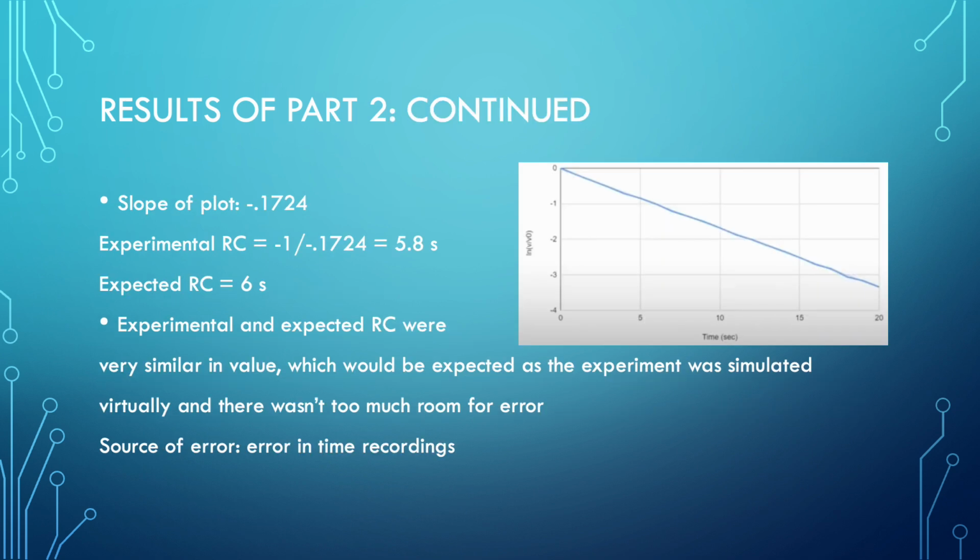Next, I plotted my findings as shown to the right, and I found that my experimental RC was 5.8 seconds, while the expected RC was 6 seconds, and both these values were pretty similar, which should be expected because the experiment was simulated and there wasn't too much room for error. However, the only notable source of error here was an error in time recordings.